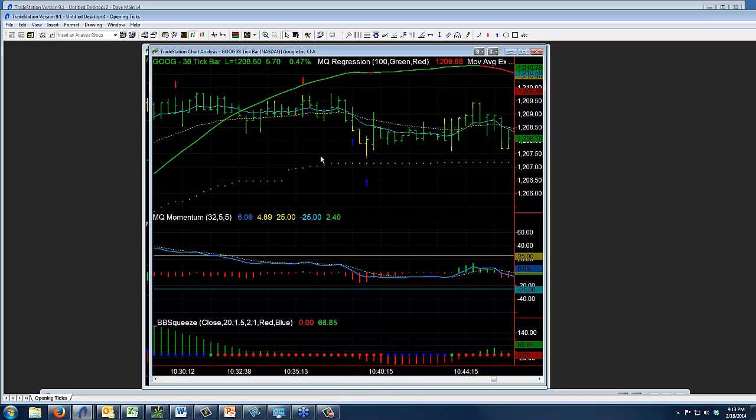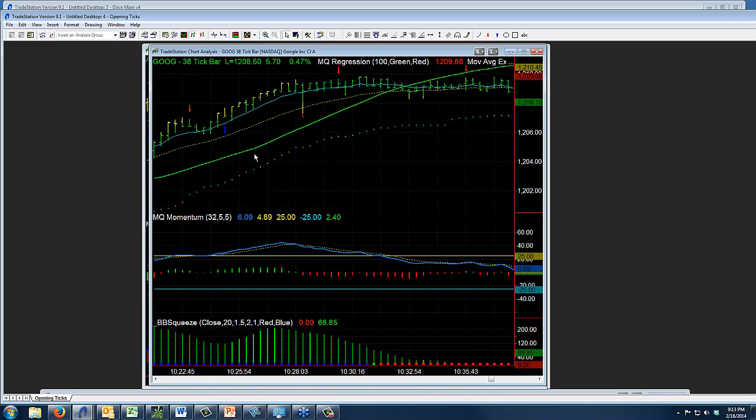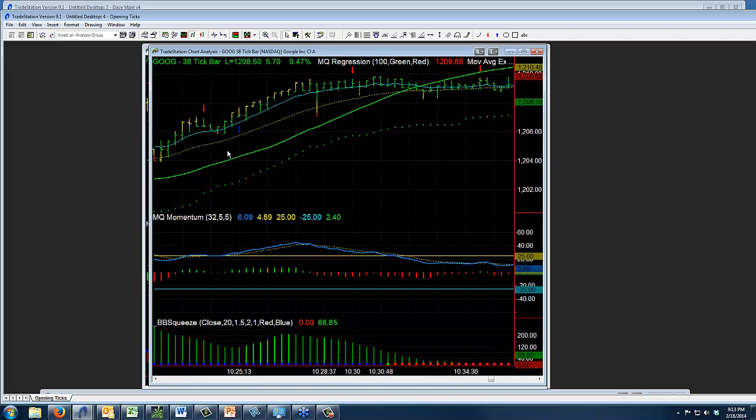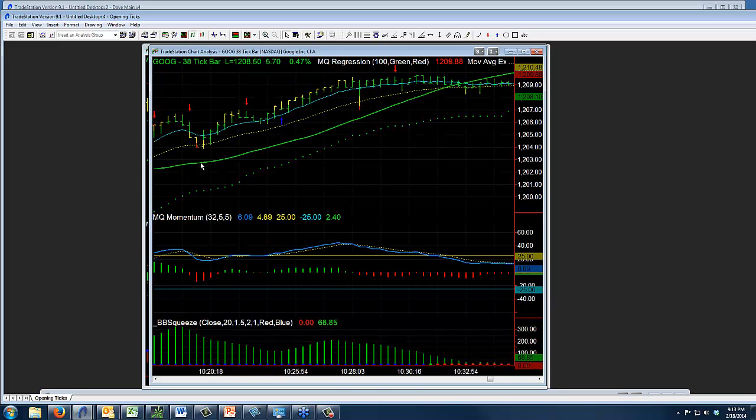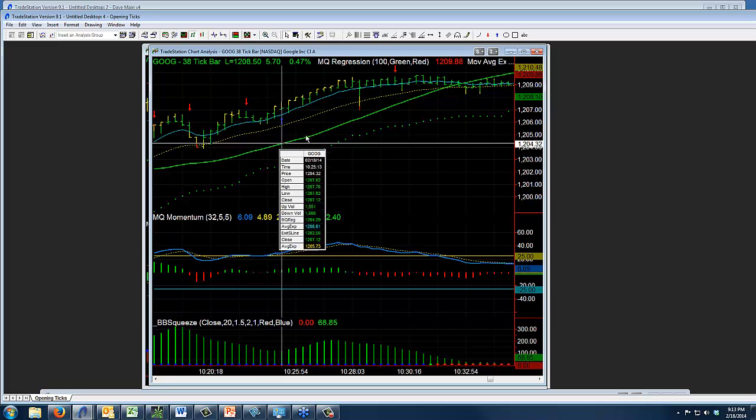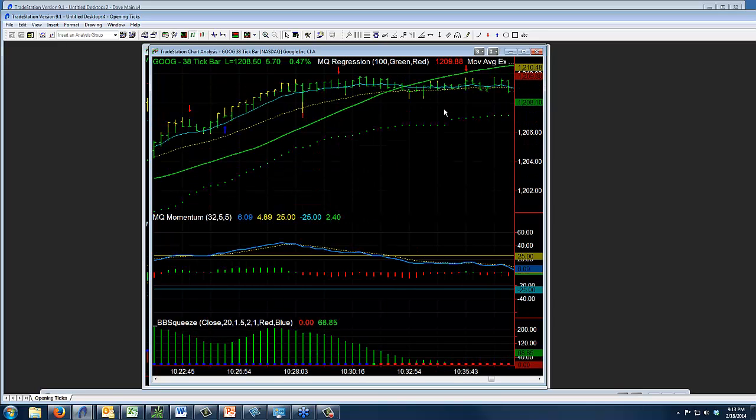How do I use MQ regression? The one thing with MQ regression that I watch, and I'd probably say it's towards the bottom of all the indicators that I'm watching, the color of the trend is green, so it's bullish. I don't really care about that. What I care about is the strength of the slope, okay?